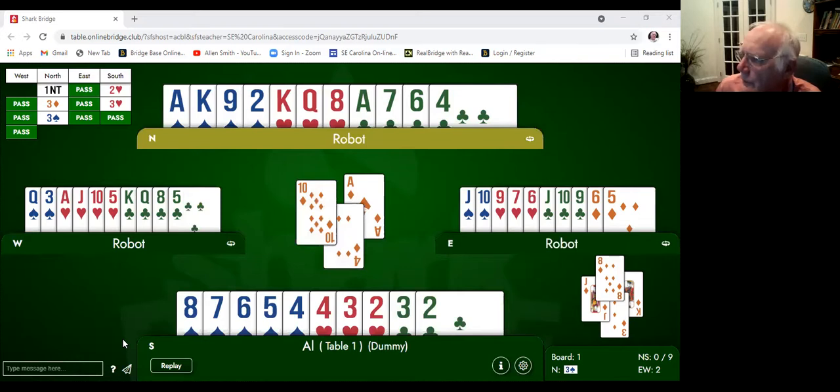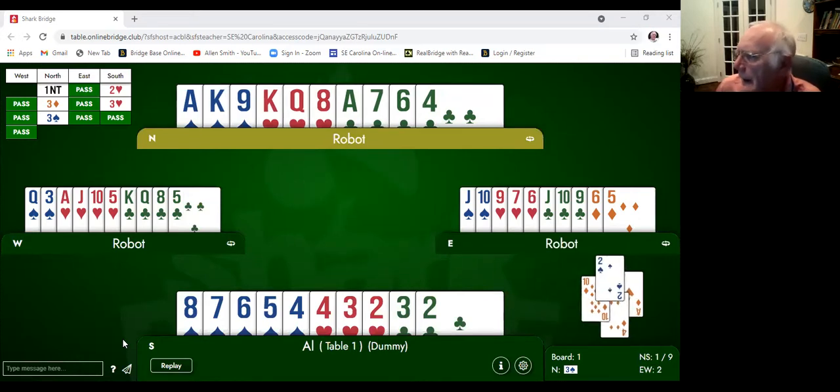And he ruffs in with the two of spades. Okay, and now the declarer goes, well, I've got some real challenges here. The first thing I've got to do is get the kids off the street. I don't want these people trumping in.